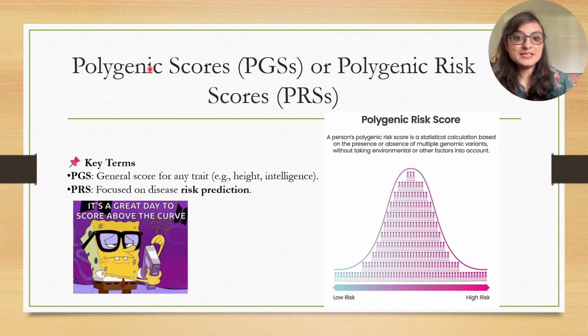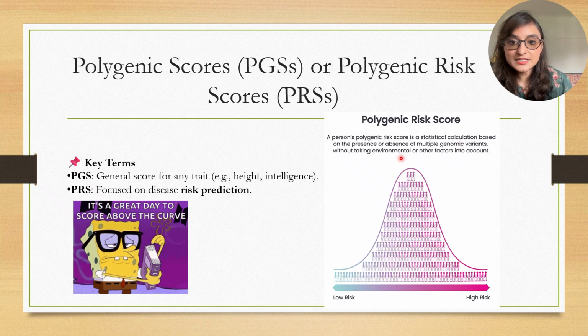So what is a polygenic score, a PGS? A polygenic score is a general score for any trait, like high intelligence. It could also be a disease, and a disease can also be a trait, like having Alzheimer's disease, schizophrenia, heart disease, or certain cancers. So it's a genetic score for any trait. But a polygenic risk score is a polygenic score that is focused on disease risk prediction. So you'll see this is low risk, this is high risk. It's like a bell curve.